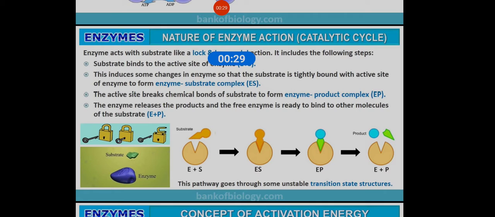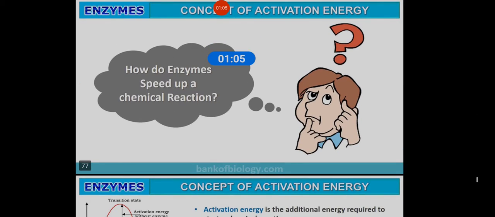Now it combines with the substrate at the active site. Then what does the active site do? The active site breaks the chemical bonds of the substrate to form an enzyme-product complex, and then the enzyme is released from the product and is now free to bind with another molecule of the substrate. As we can see over here, the enzyme is not taking part in the reaction, it just speeds up the rate of reaction. So enzymes make the reaction faster.